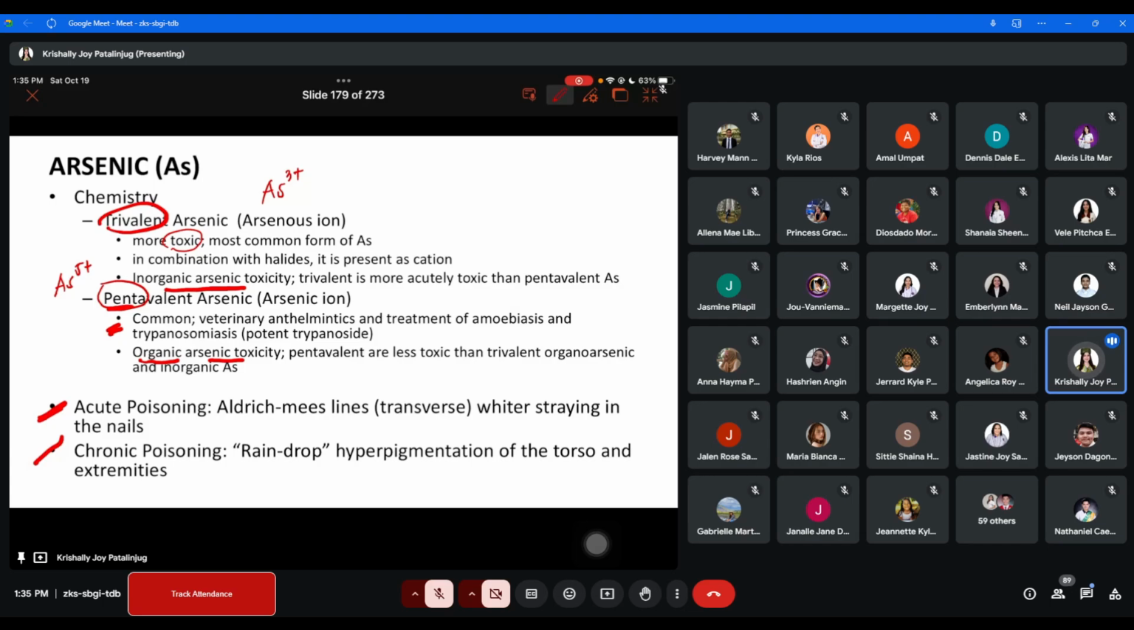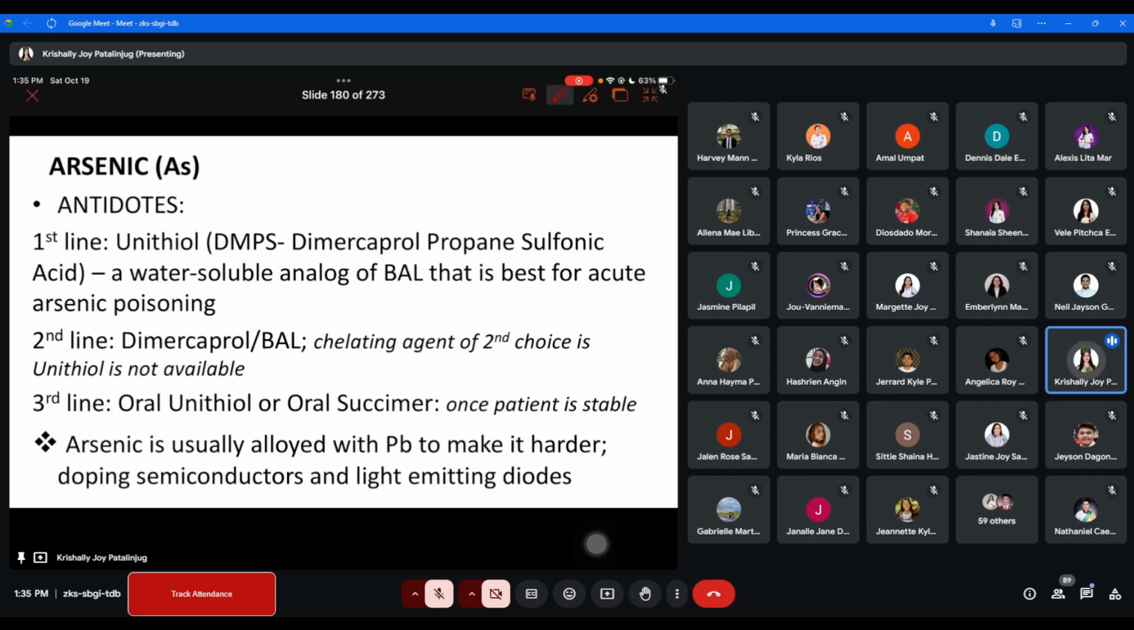Then chronic poisoning of arsenic, pagkakaroon ng raindrop hyperpigmentation in the torso or extremities. Nagkakaroon ng dark coloration, mga pigment sa katawan. Okay, it's either sa likod, okay, or on the extremities. So yan yung raindrop hyperpigmentation. Chronic na yan na stage of arsenic poisoning.